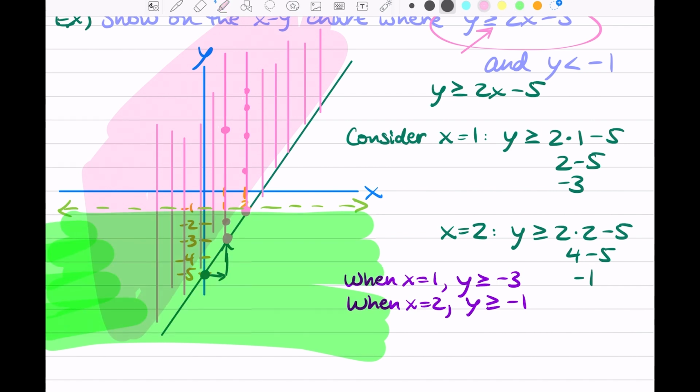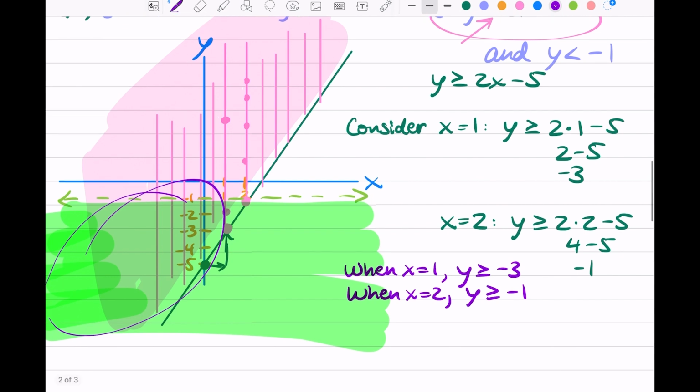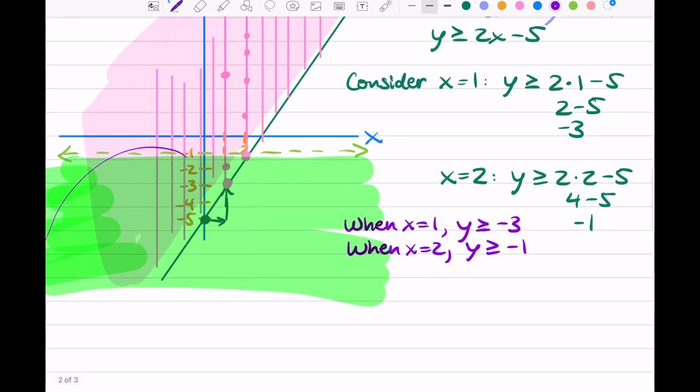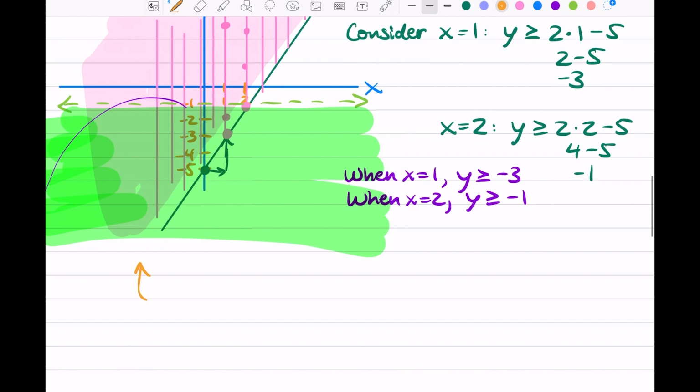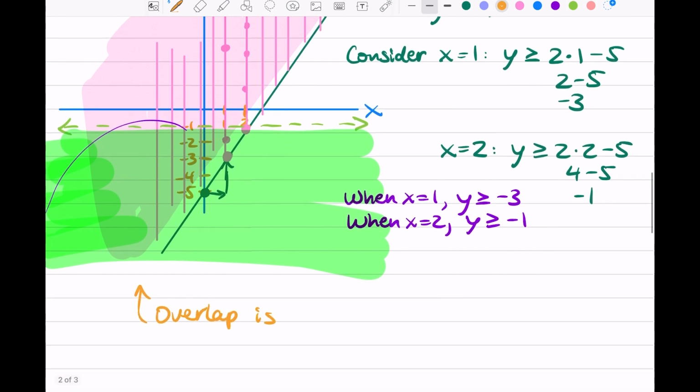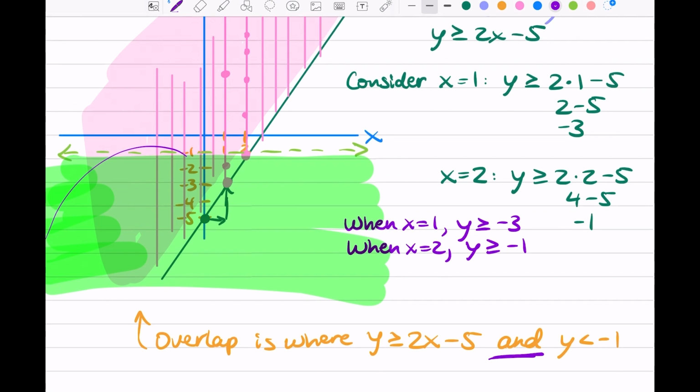This area right here, that is where they overlap. That is where both of them are true. So the overlap is where y is greater than or equal to 2x minus 5 and y is less than negative 1, where both of them are true.